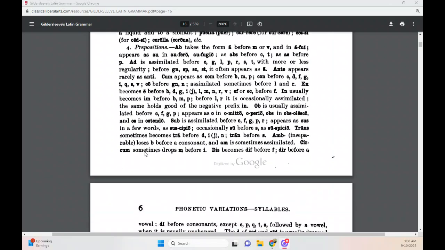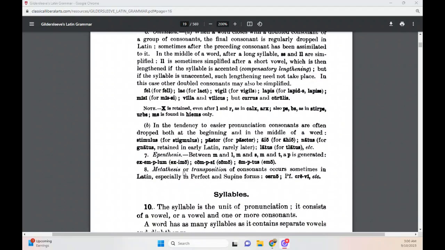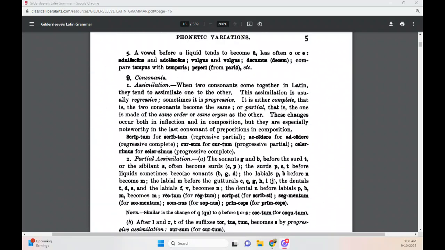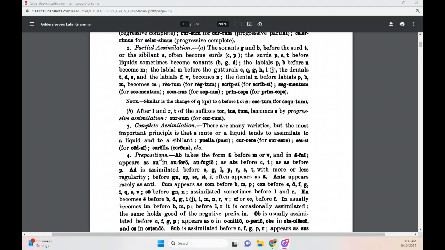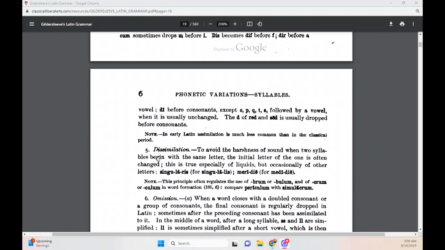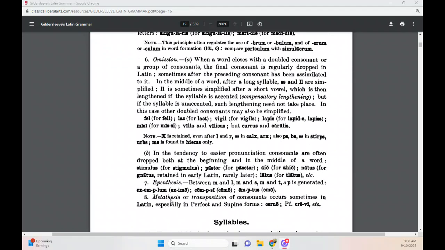And then we saw 8 changes with consonants, and let's just go back through them again. Assimilation, partial assimilation, complete assimilation, the changes with respect to preposition endings, dissimilation, omission, epenthesis, and metathesis. So we've got 8 changes for consonants that are common in Latin, and 5 changes for vowels that are common. 5 changes for vowels that are common, and 8 changes for consonants that are common.